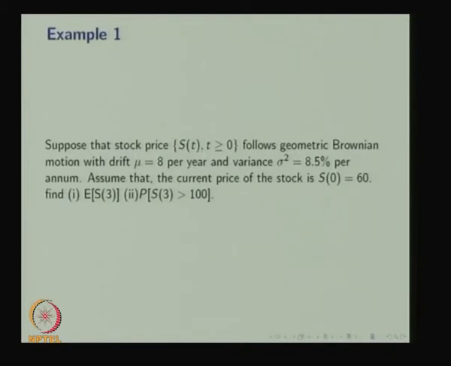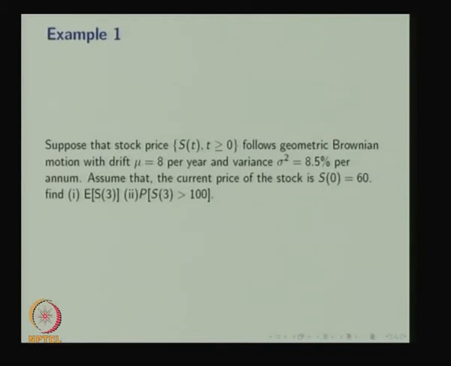This is a very simple example. Suppose the stock price S(t) follows a geometric Brownian motion with the drift some value. Here we make it 8% per year, as well as variance sigma square is 8.5% per annum. Assume that the current price of the stock S(0) is 60. The questions are, what is the expected stock price at time point 3 years? Similarly, what is the probability that the stock price at time point 3 will be greater than 100?